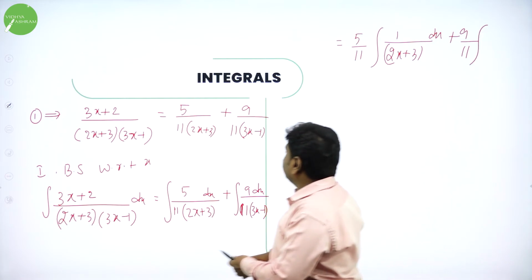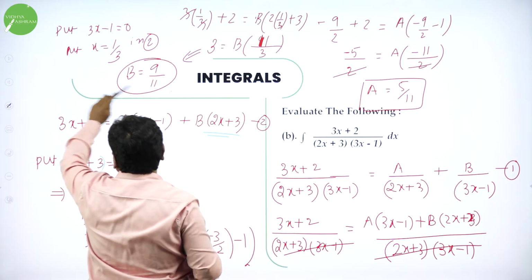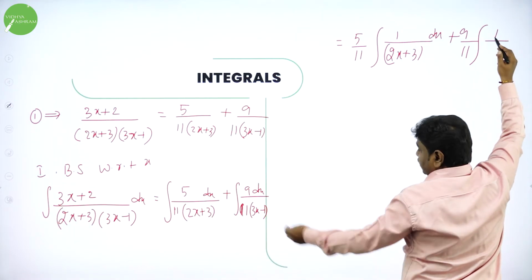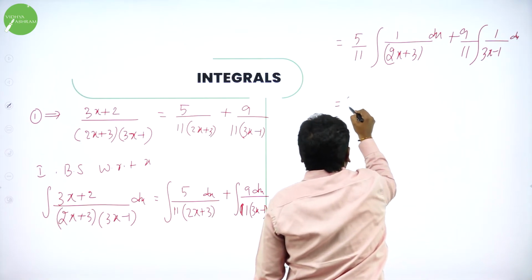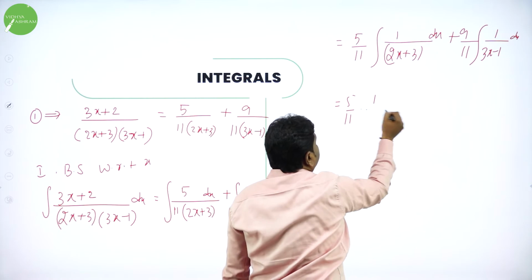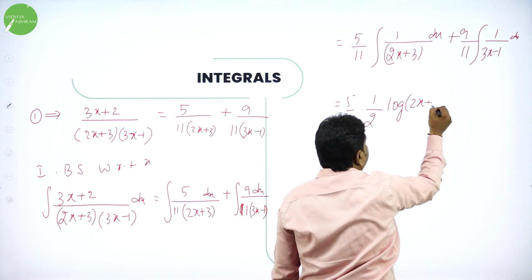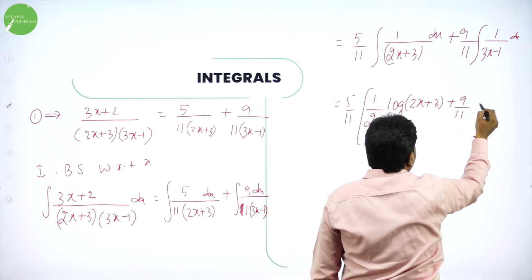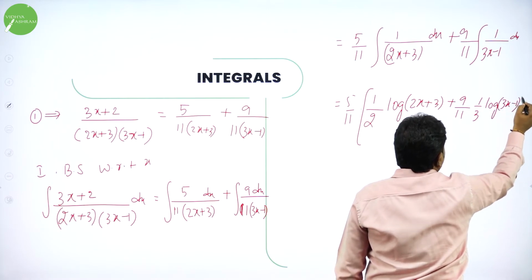So that's what we got, right? 5 by 11 and 9 by 11. So now simplify this, 1 divided by this 3x minus 1 dx. Now you know 5 by 11 into the integration of this is 1 by coefficient of x, 1 by 2 log of 2x plus 3, plus 9 by 11 into 1 by 3 log of 3x minus 1 plus c.